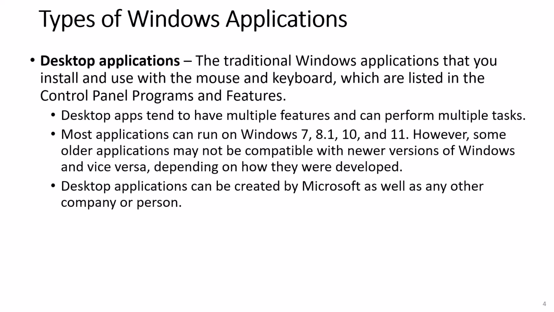Desktop applications are the traditional Windows applications that you install and use with the mouse and keyboard, which are listed in the control panel programs and features. Desktop apps tend to have multiple features and can perform multiple tasks. Most applications can run on Windows 7, 8.1, 10, and 11. However, some older applications might not be compatible with newer versions of Windows and vice versa, depending on how they were developed. Desktop applications can be created by Microsoft as well as any other company or person.